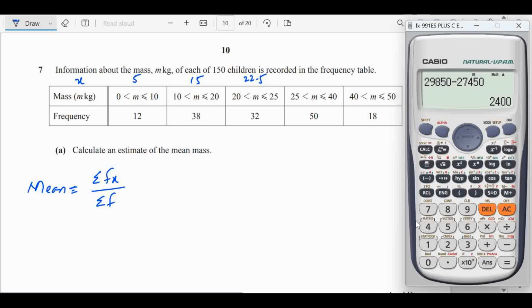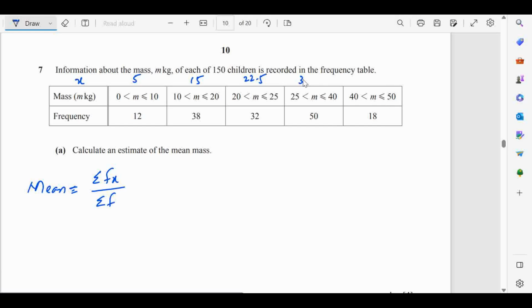So we can just calculate it. 40 minus 25 divided by 2... we need to find the mid value. So 20 plus 40 divided by 2 will be equal to 32.5. So 32.5, and here this will be 45. Now we need to find fx.